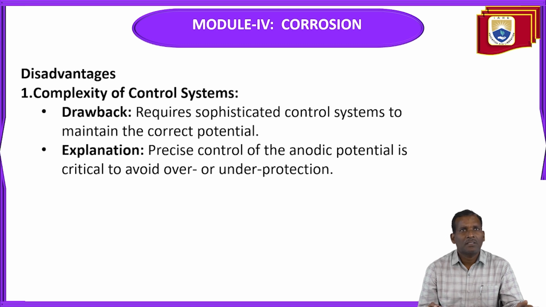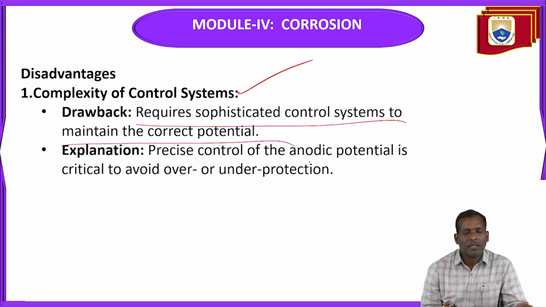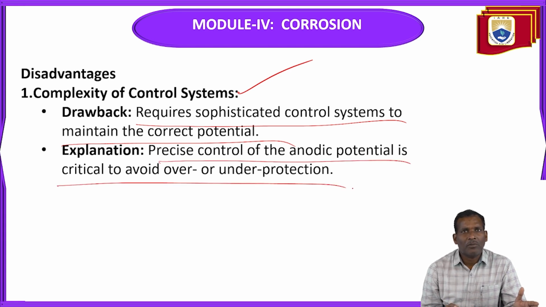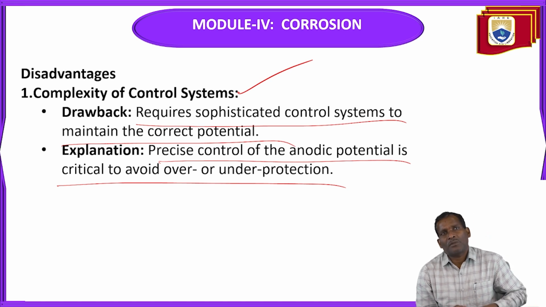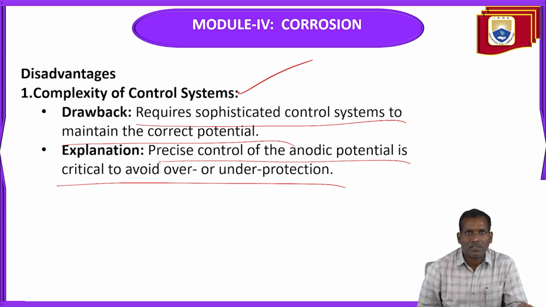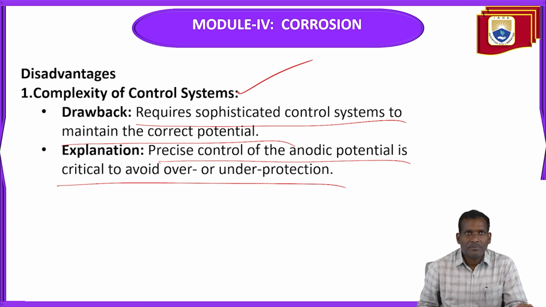Now, what are the disadvantages? Complexity of control systems. The drawback is, it requires sophisticated control systems to maintain the correct potential. Explanation: precise control of the anodic potential is critical to avoid over or under protection. These are the disadvantages. The major disadvantage is the complexity of control systems. So it requires sophisticated control systems to maintain the correct potential.